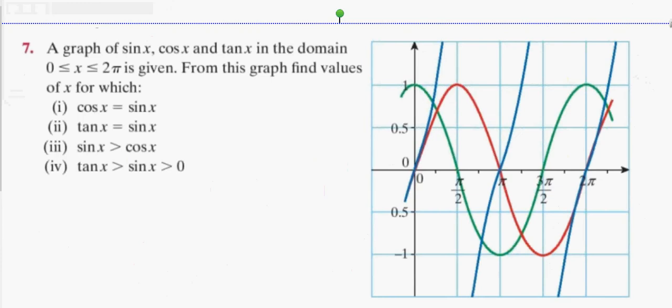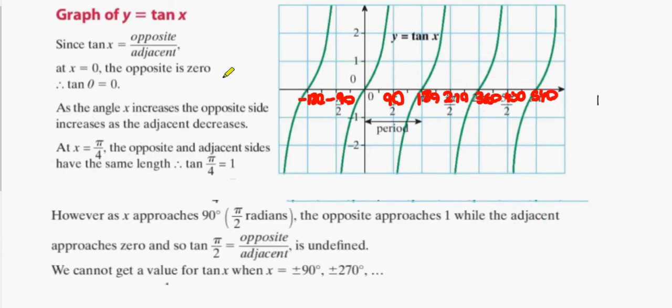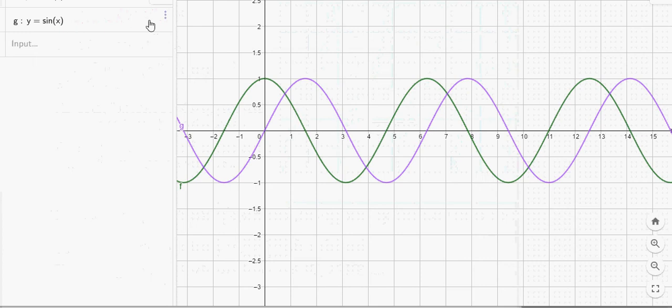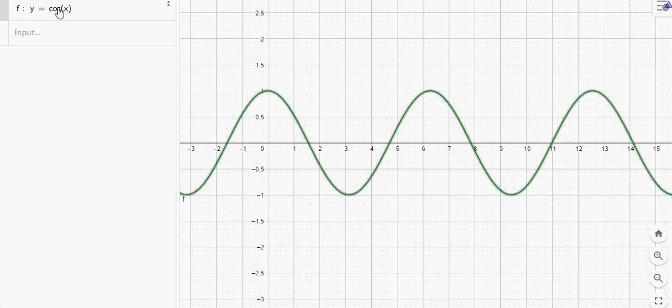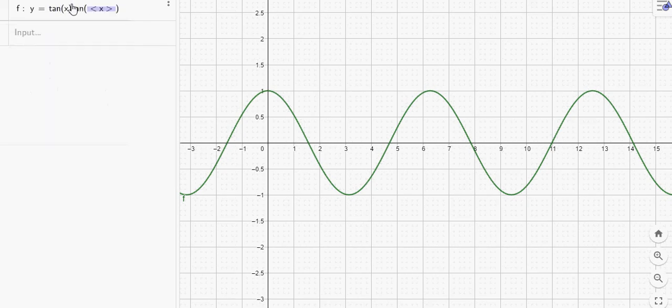So the next thing we're going to go through is graphs of tan x. What we were discussing earlier was the graph of tan x, where we put in the values and basically you're drawing the graph. So if we do a graph of y equals tan x, I'm just going to delete this one here and change this to tan x.